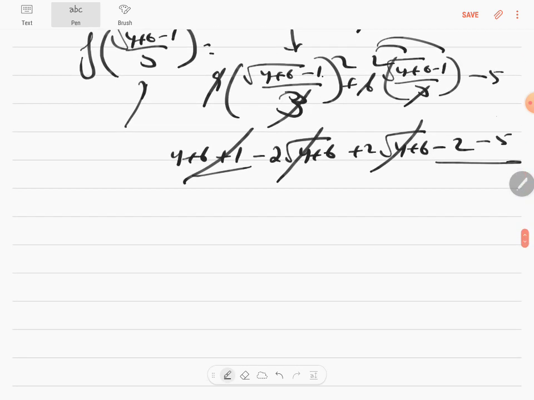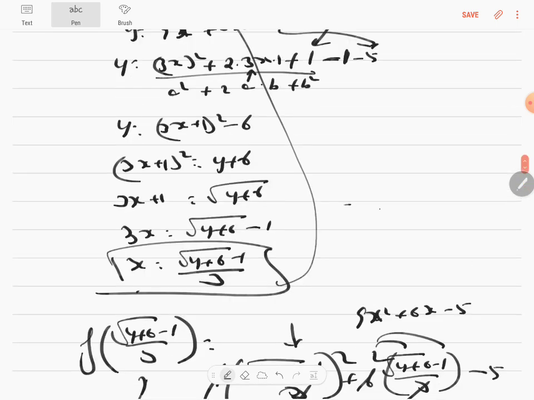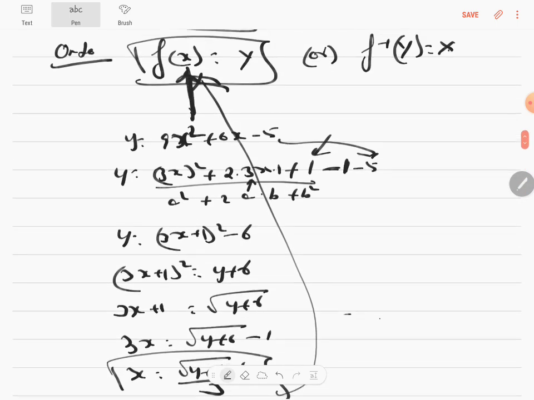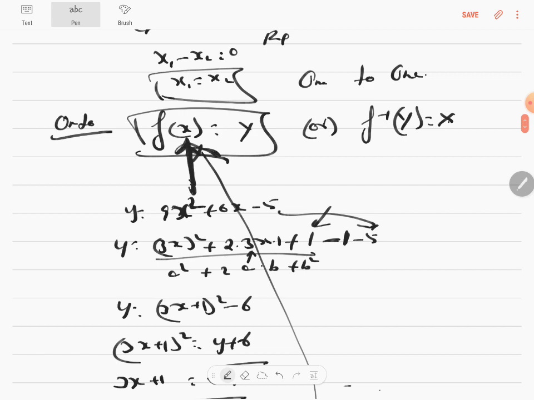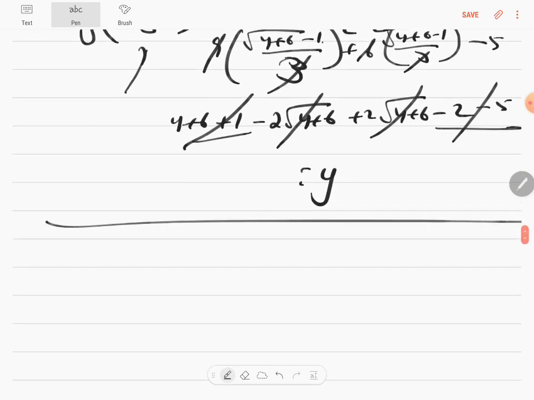The answer itself is turning out to be y, and that's what you need to prove, to prove that f of x is equal to y. That's the whole point. This is a very, very important one-to-one and onto relationship that you have to prove.